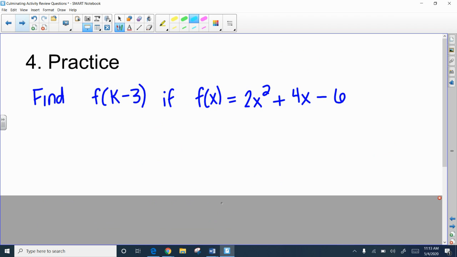All right, your turn to try one. Find f of k minus 3 if f of x equals 2x squared plus 4x minus 6. Pause the video here and try the problem, and check your answer when you are done.